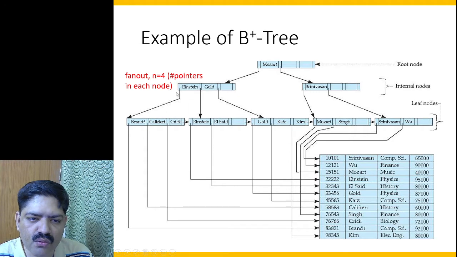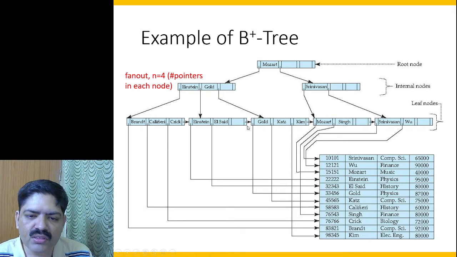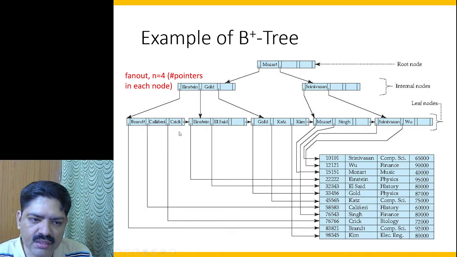In this example, I have chosen a fan out of 4. A fan out of 4 means that every node would have 4 pointers, or in other words 3 data items. These nodes need not be full. As you see here, although I could put 3 data items, there's only one data item here, Mozart. And you see there are 2 data items here, whereas this node is full with 3 data items. The leaves are the most interesting part of a B plus tree, where the leaves have the index pointing to that particular row in our table.